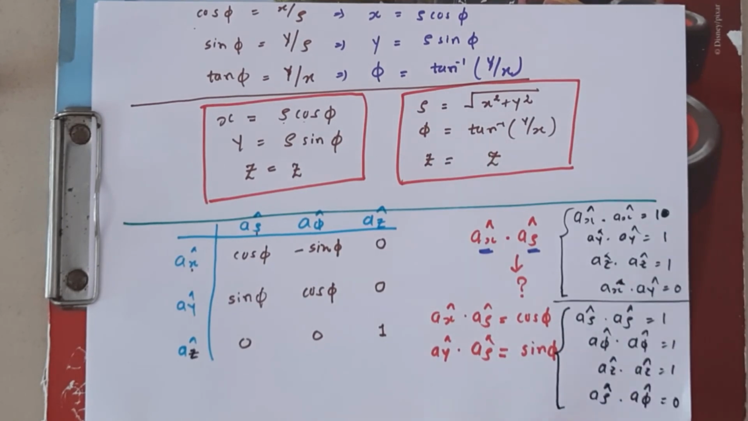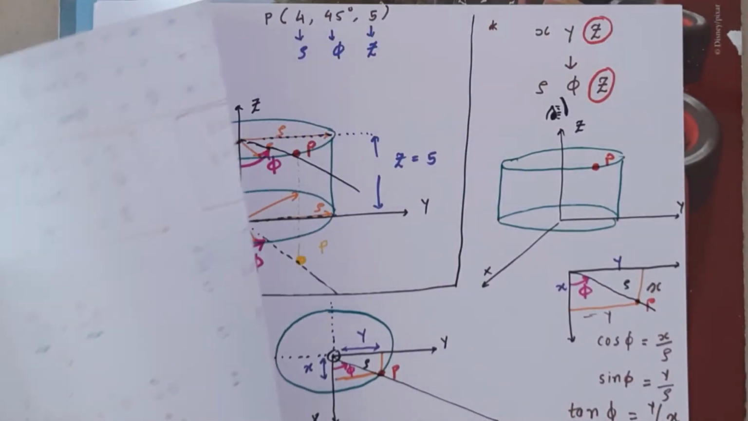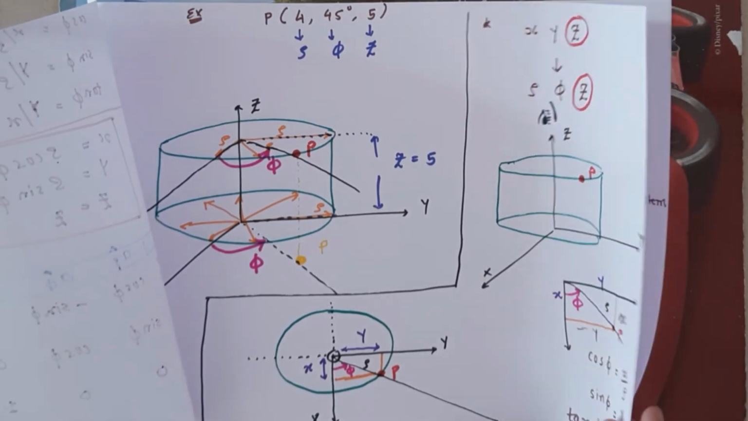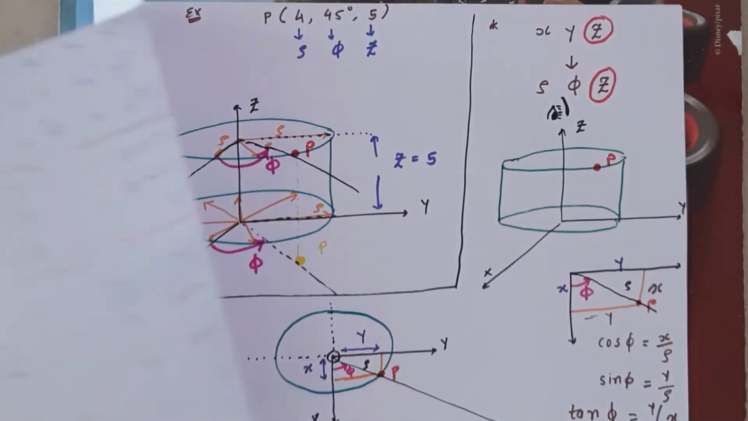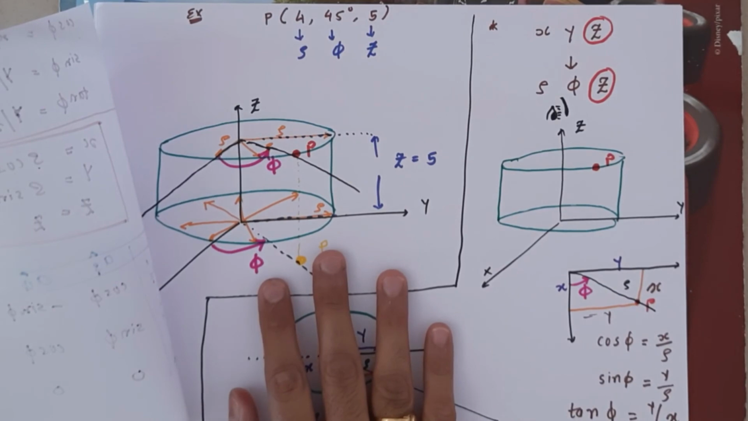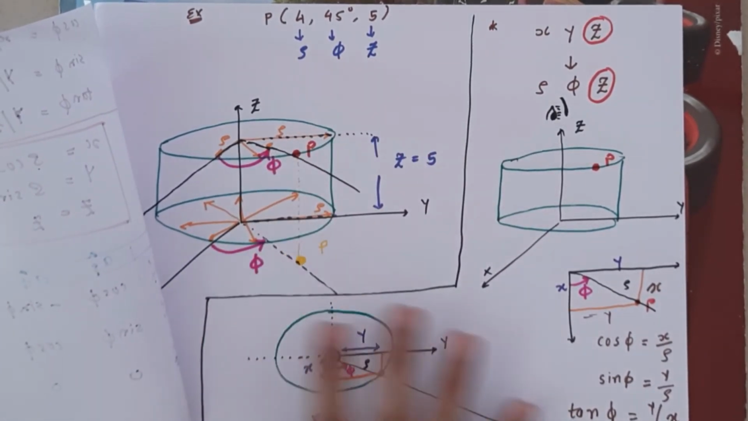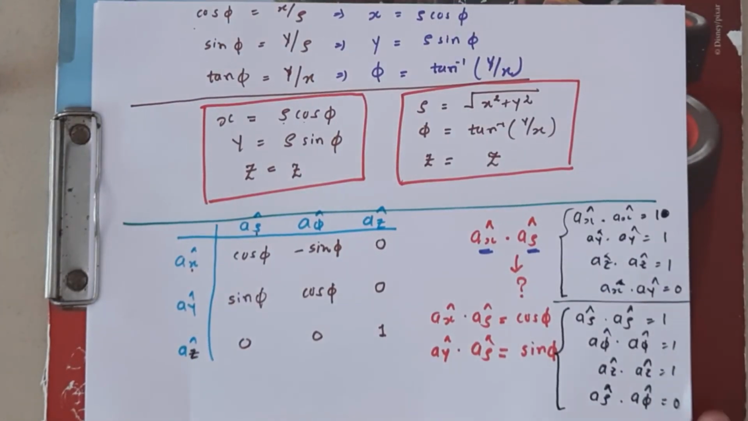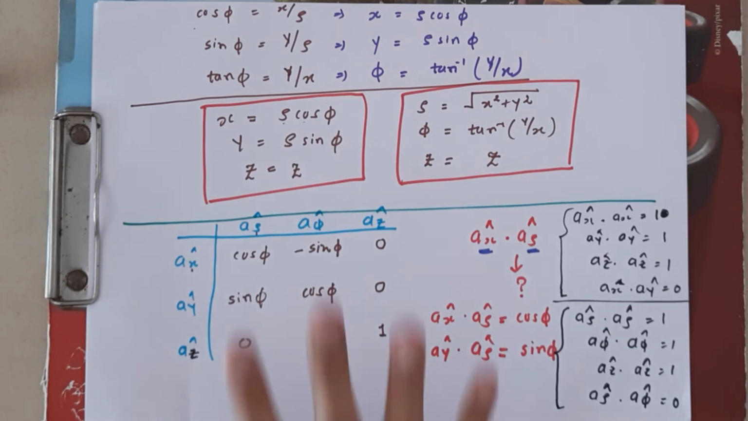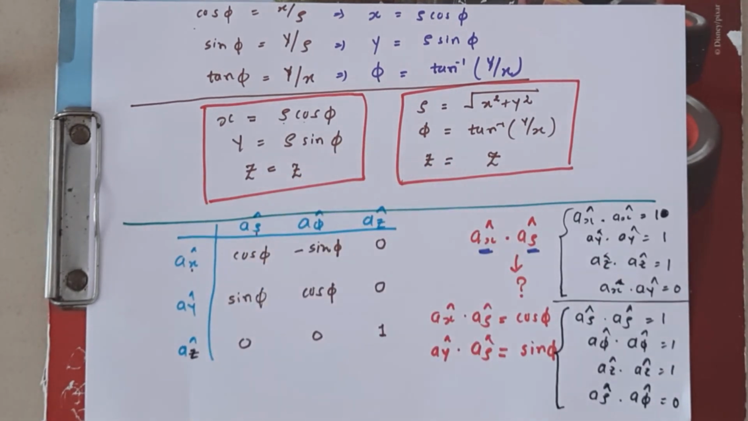Clear? So what we have studied in this lecture is the cylindrical coordinate system. There are three variables, rho, phi and z, how to locate a point, and we found the relationship between the Cartesian and cylindrical coordinate systems. In the next lecture we will discuss the spherical coordinate system, and then find the relationship between the Cartesian and spherical coordinate systems also.